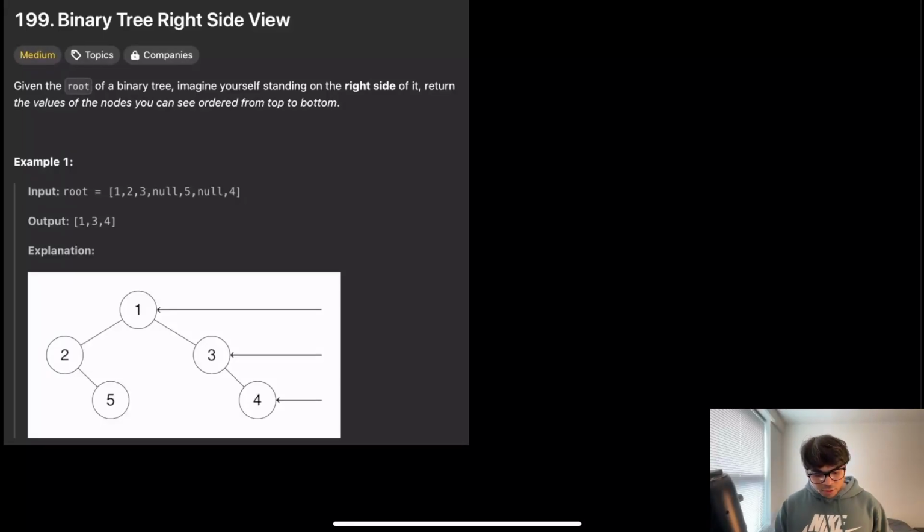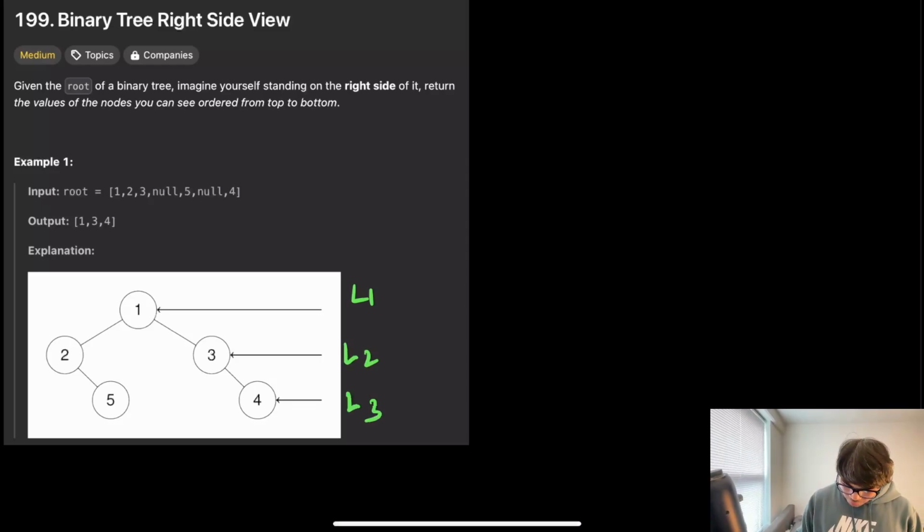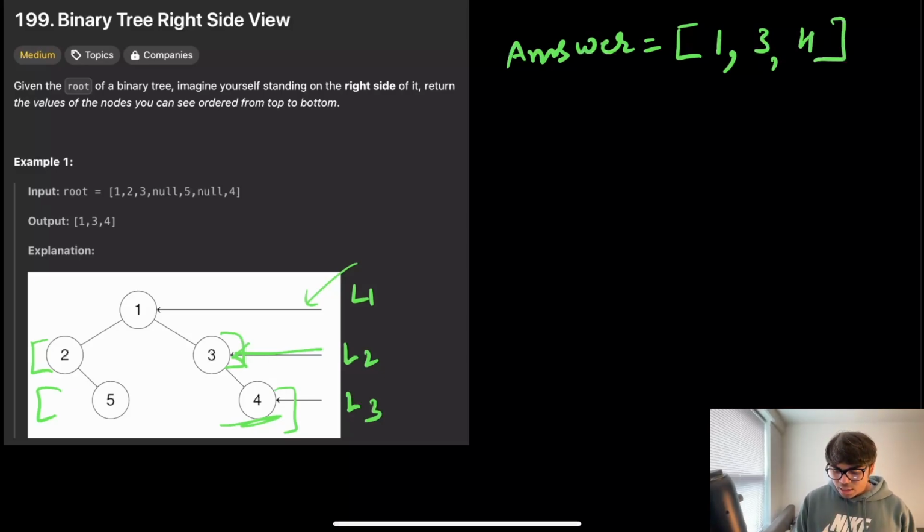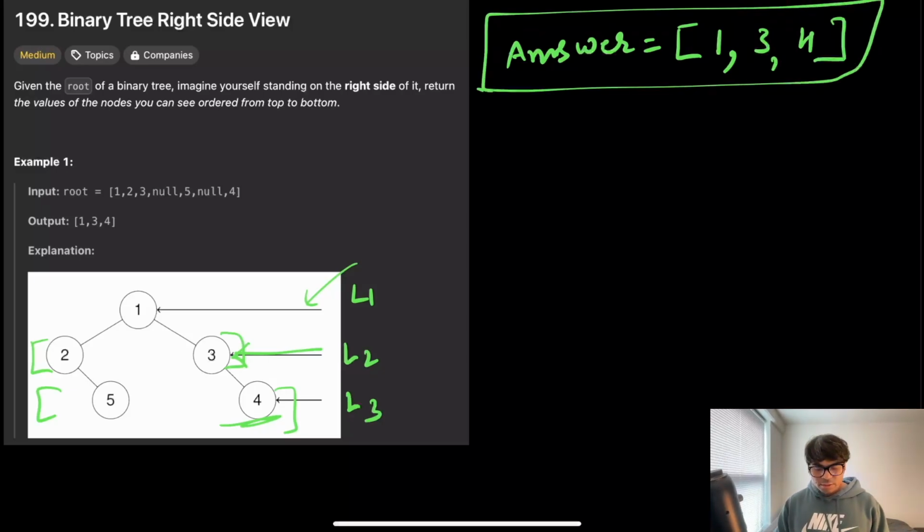So as I said, we will be solving this problem using a level order traversal or BFS, and at each level, level 1, level 2, and level 3, we will append the last node to our answer. So basically on this level, my only value is 1, so I'll append that. And the last value in my second level, which is this, is 3, so I'll append that. And on my third level the last value is 4, so I'll append that. So that's what my answer will be for example 1.